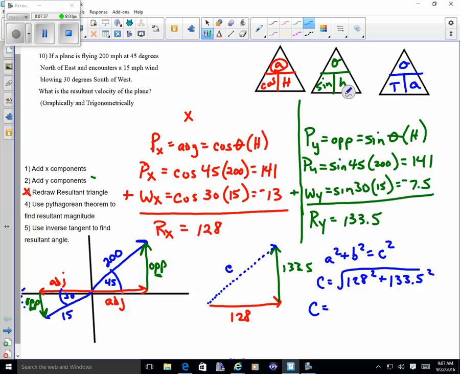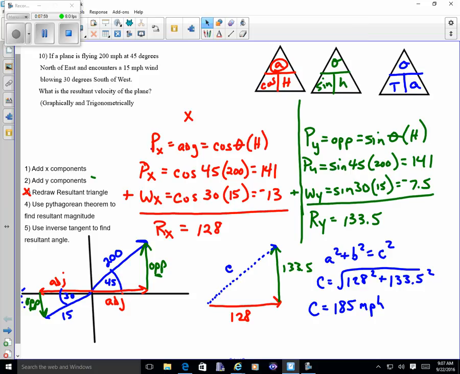And I think when we did it using the ruler in the last video, I think we got 187. So this is much more accurate. We were a couple miles per hour off using a ruler, and that's why you don't usually use rulers for this. Okay? So that gives me the resultant velocity. But you got to do the last step now. We have to now find out what this angle is.